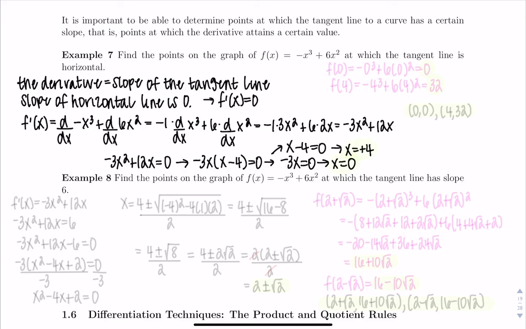So now that we found our x values, we just want to plug them back into the original function to find the y values, and that will give us our points. So coming up to the top, we got f of 0, which is negative 0 cubed, plus 6 times 0 squared, which is 0, and f of 4, negative 4 cubed, plus 6 times 4 squared, which gives me 32. And so our 2 points are at 0, 0, and 4, 32.